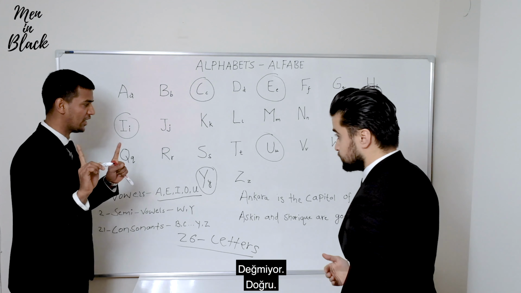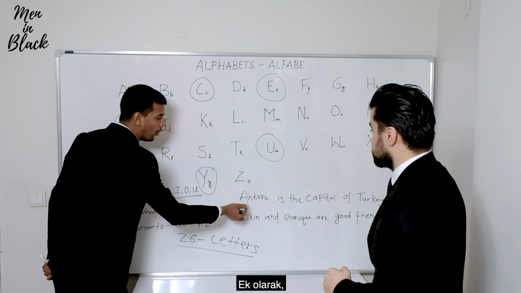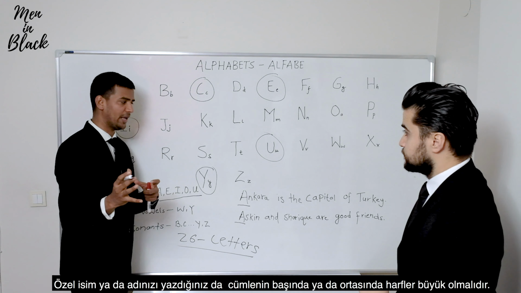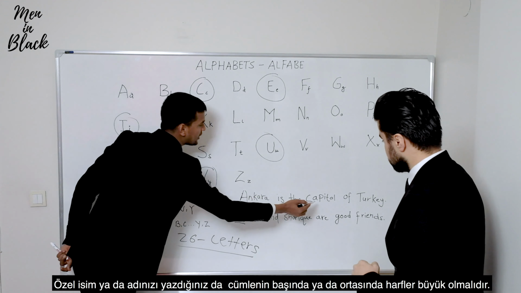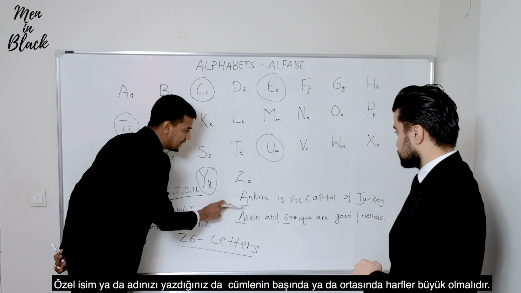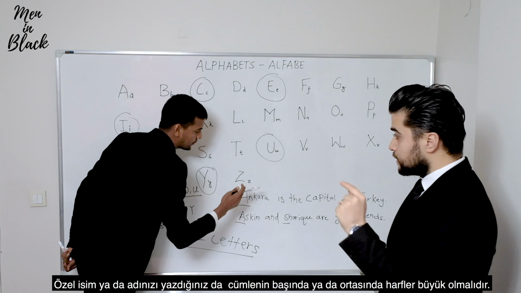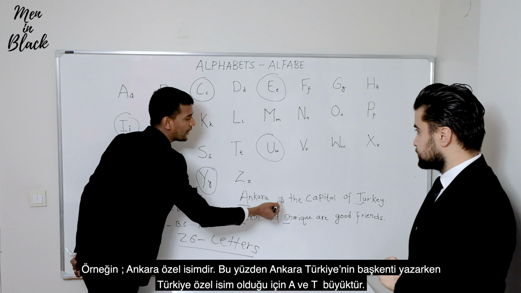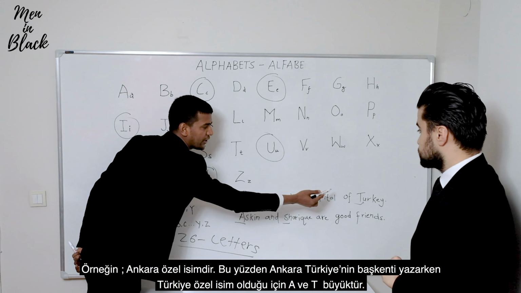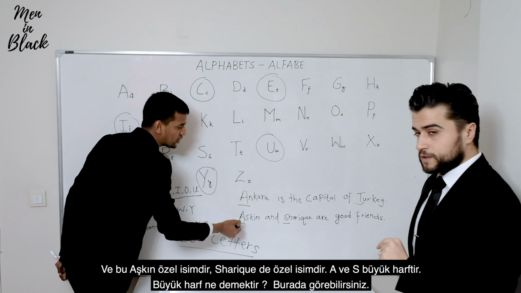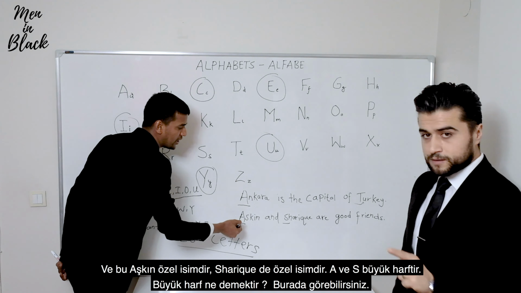U. It's not touching. That's right. And one more thing, when you write any special name or your name, it must be a capital letter, whether it's at the start of the sentence or in between. For example, Ankara is a special name, so we write Ankara is the capital of Turkey. Turkey is a special name, so it's a big letter. And Ashkan is a special name, so A. And Sharik is a special name, so S.